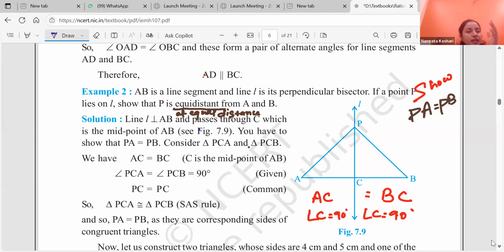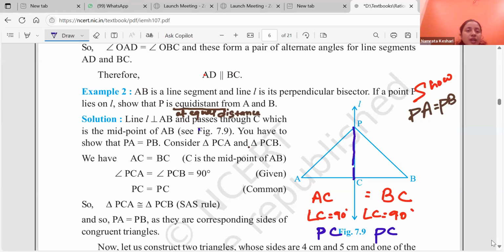The right triangle and the left triangle, what is exactly the same? Is there any common side? Can you see this side PC present in this triangle and in that triangle? PC is here and PC is there. Everyone, are you getting it?